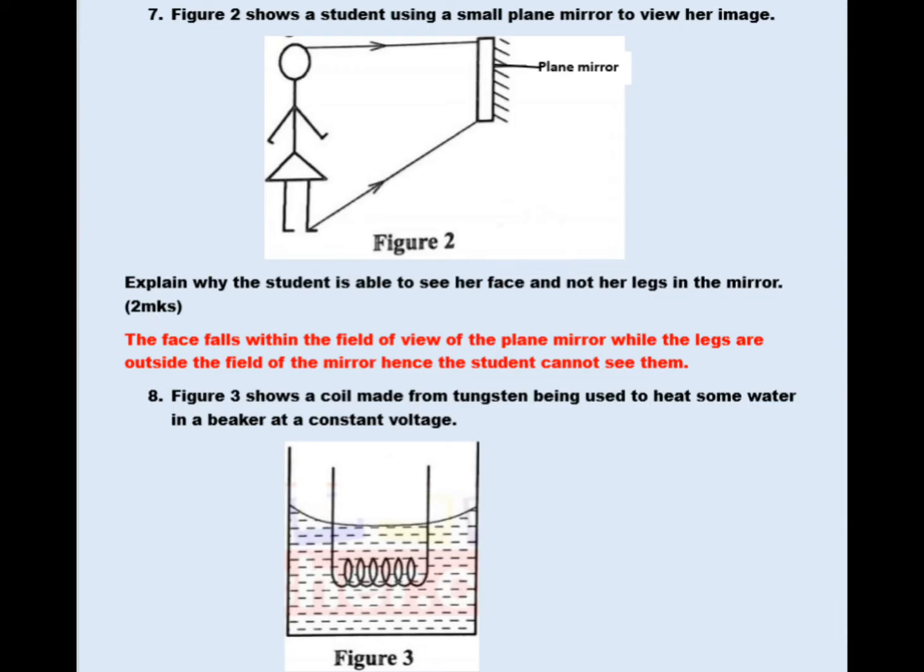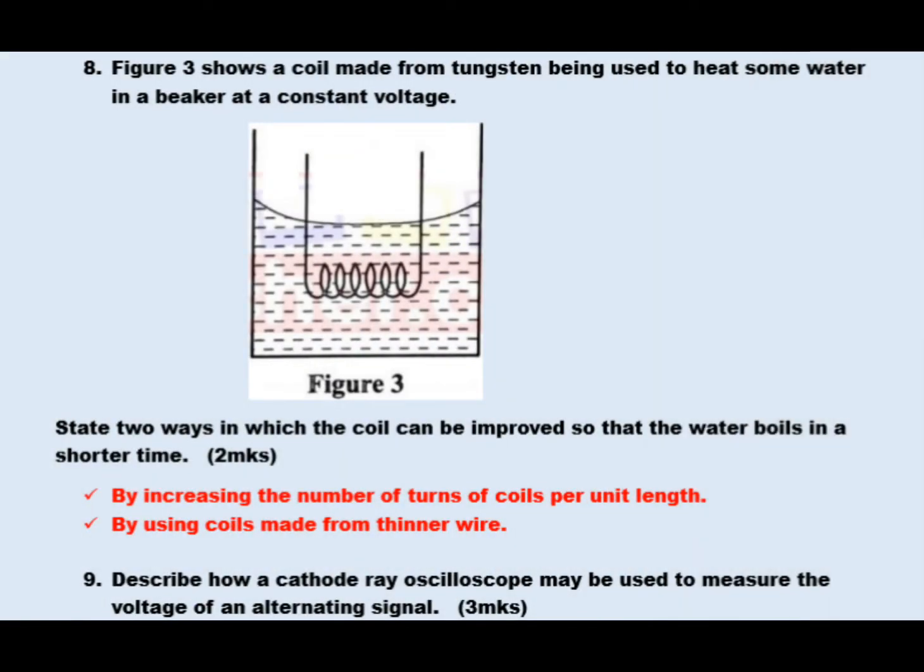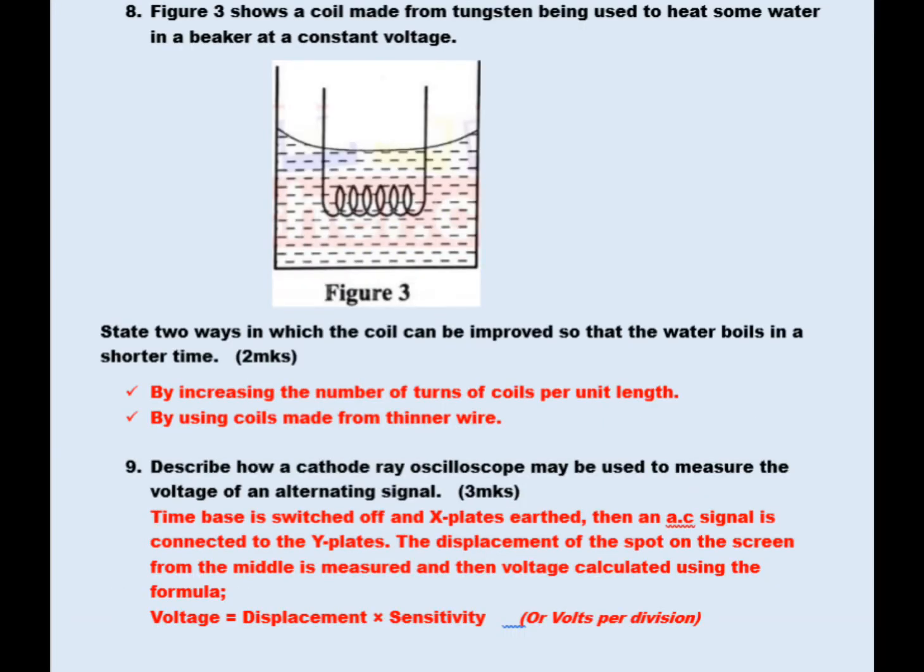Let's go to question 8. Figure 3 shows a coil made from tungsten being used to heat some water in a beaker at a constant voltage. State 2 ways in which the coil can be improved so that the water boils in a shorter time. 2 improvements to make the water boil in a shorter time.